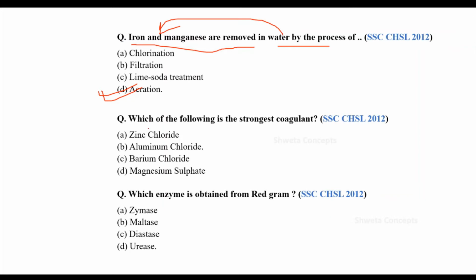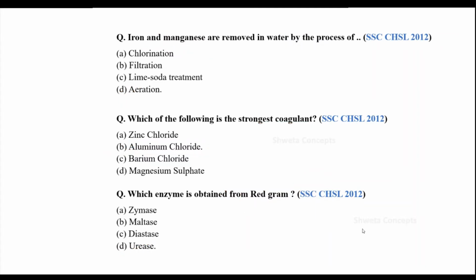Now next question, which of the following is the strongest coagulant? Always remember, aluminum chloride is the strongest coagulant. Options can vary in the examination, right? But the answer would always be the same. Which enzyme is obtained from red gram? Very important question, students, for all government examinations, UPSC, IAS. Many times this question has been asked, even in SSC. From there this question is picked in this video. Options are zymase, maltase, diastase, urease. The correct answer is urease. Urease is an enzyme obtained from red gram. Very, very important 7-star question. Just highlight it. Now moving to the next question.